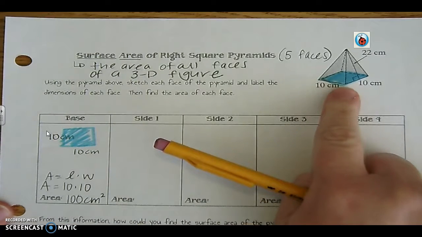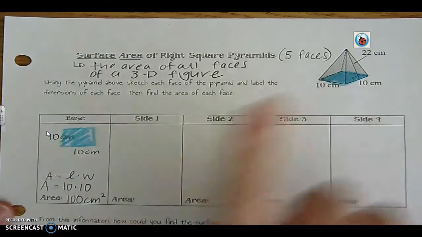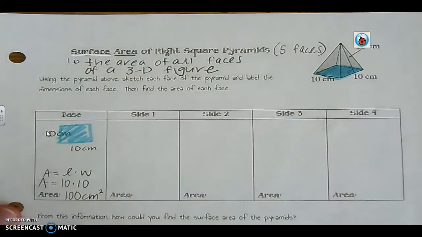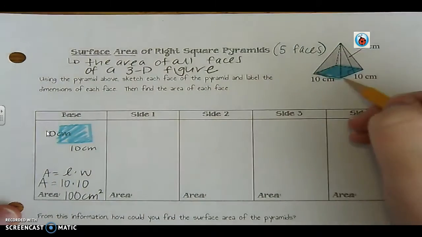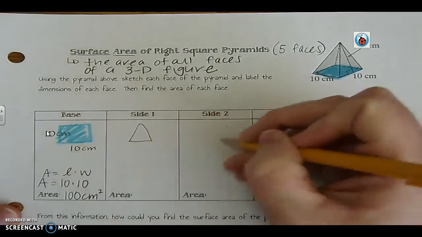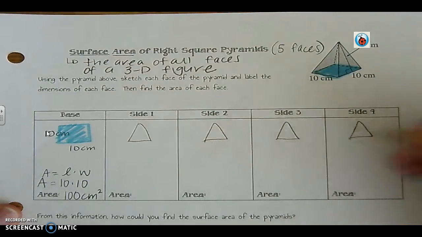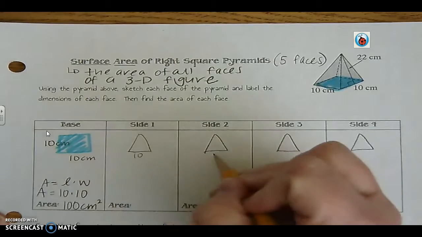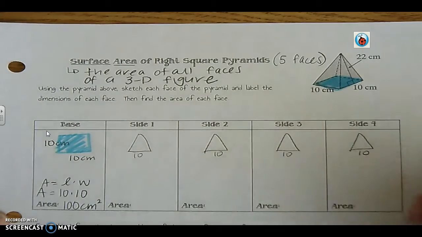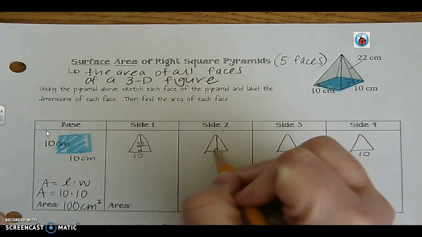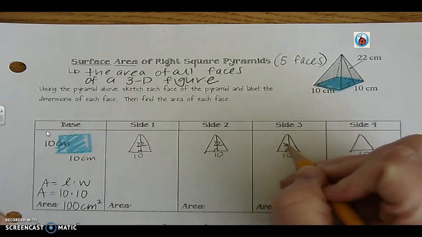So this is only one face of my pyramid. So I've got one area. That means I still have 4 left. The good thing about a pyramid, especially a square pyramid, is that because the base is always 10 and they're the same height, every single triangular side is going to be exactly the same size. So every single one is going to have a base of 10. And every single one is going to have a height of 22.